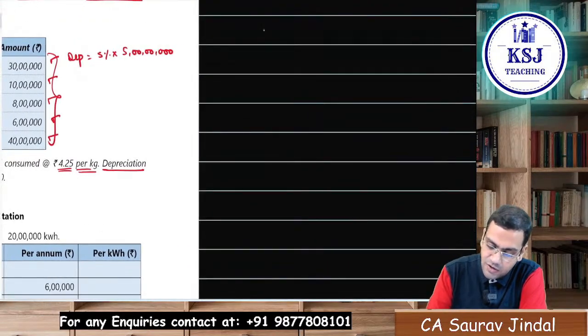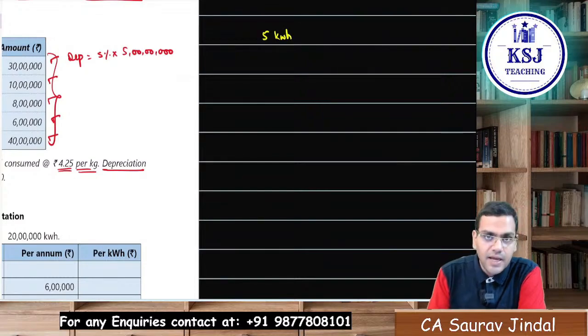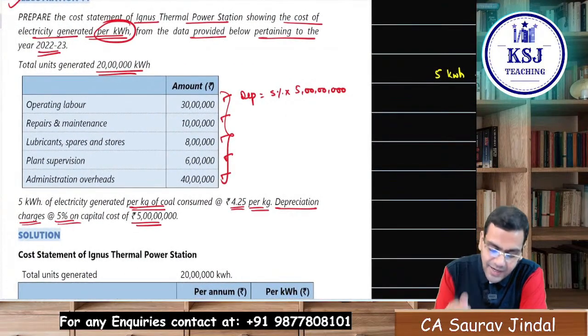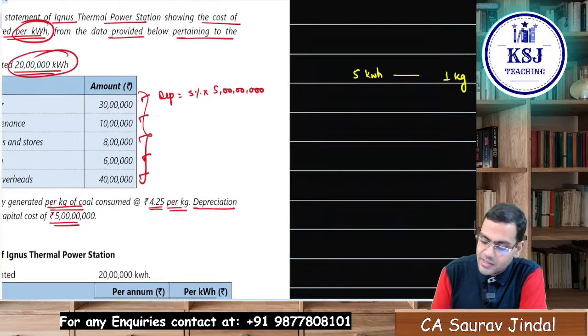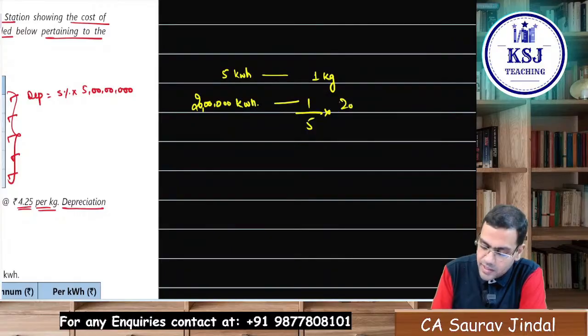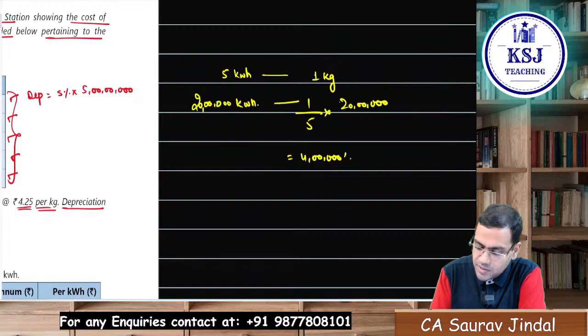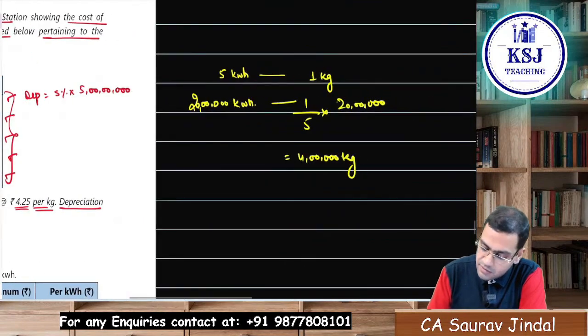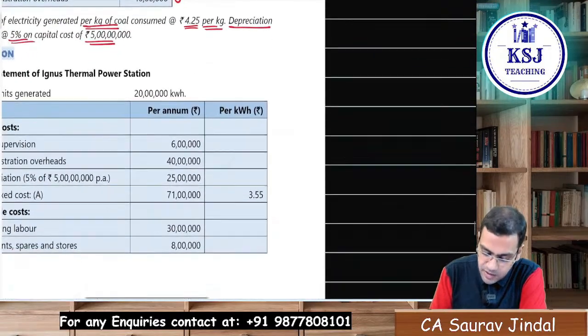Yes, Hari. Then the coal charges, what will be the coal charges? Sir, he says for 5 kilowatt hour of electricity generated, how much of the coal is required? 1 kg of the coal is required. And in the complete year, if we are generating 20 lakh kilowatt hours of electricity, how much of the coal will be required, sir? That is 4 lakh kg will be required. And what is the cost per kg? That is 4.25 per kg, right? So this will be the coal cost here.